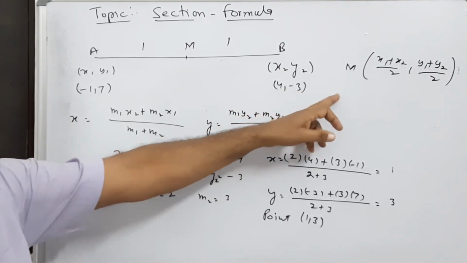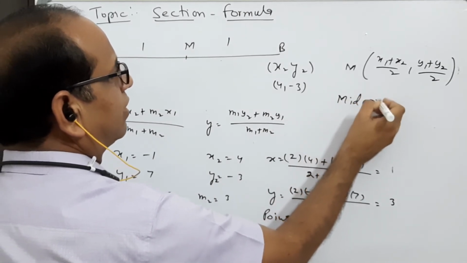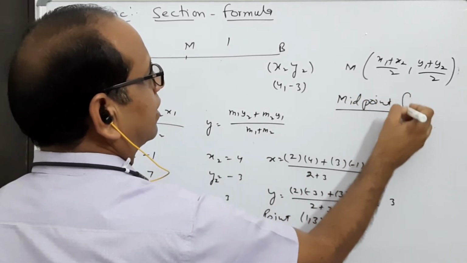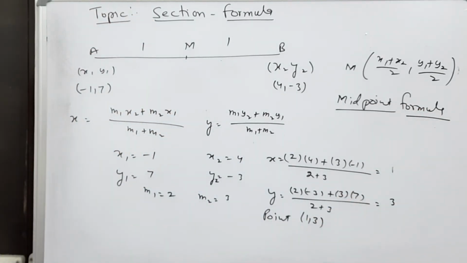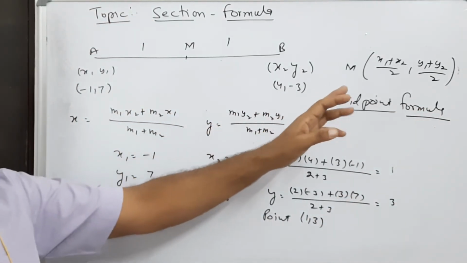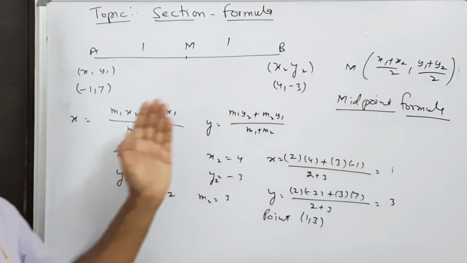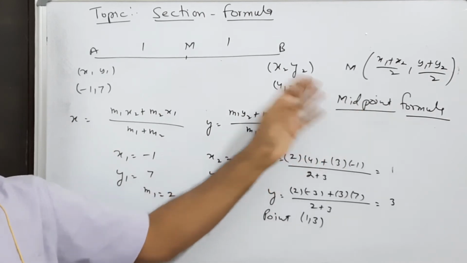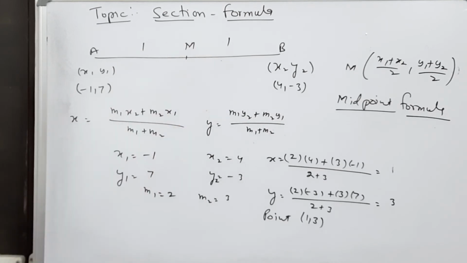So this part is known as the midpoint formula. When this formula will come into play, I will explain more about it. But as we are doing the section formula, we must know about the midpoint formula. The midpoint formula is also a part of the section formula. The only difference is, in case of the midpoint formula, the ratio is 1:1. Now I am taking some more sums related to the section formula. Please see the sum.